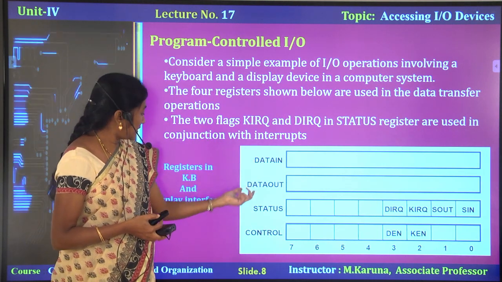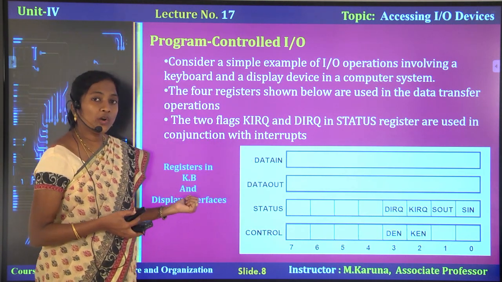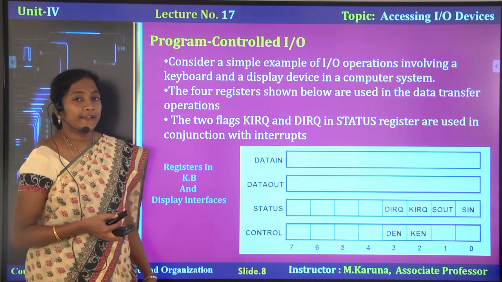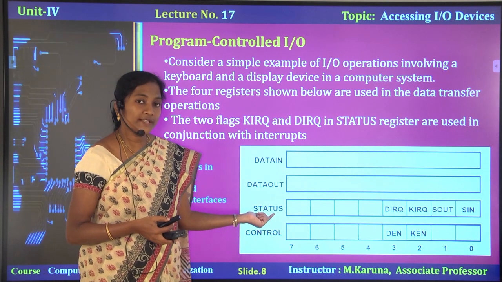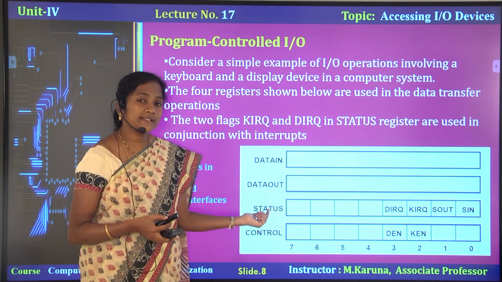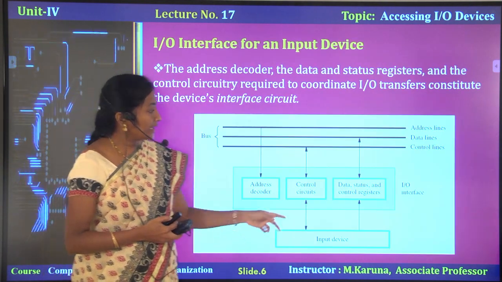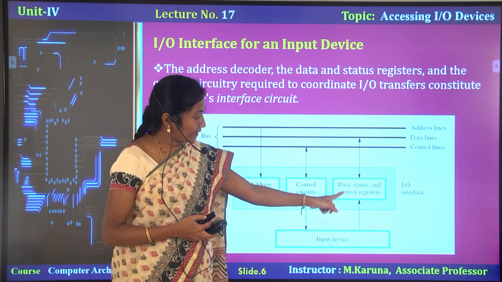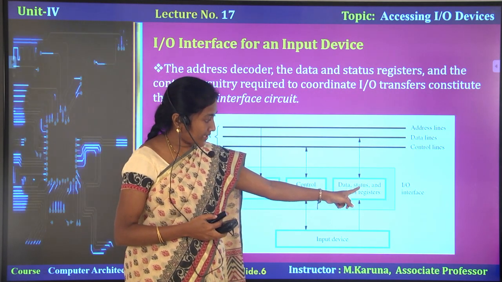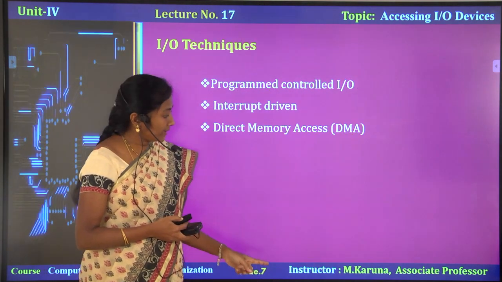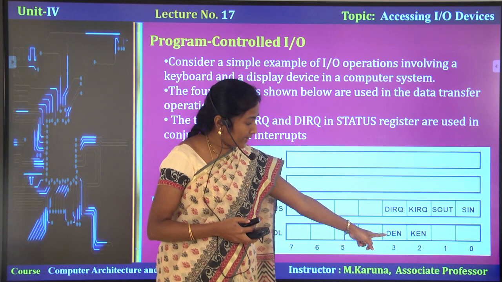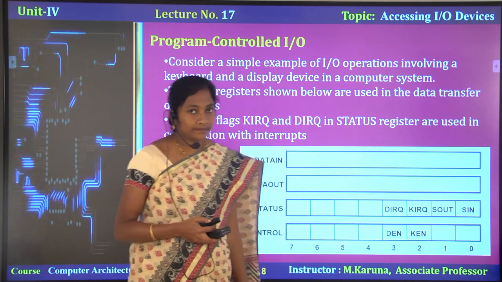So these are the registers used in the keyboard as well as the display device. These bits are known as flag bits or status bits available in the status register. So here we concentrated on the data register, status register, and control register. The control register has the control bits, those are DEN and KEN.